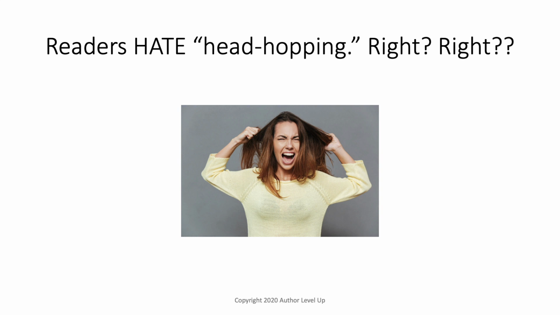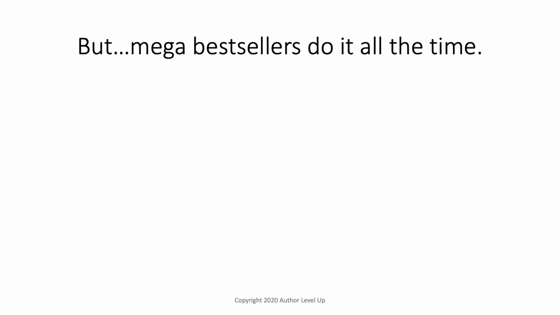Right? But here's the thing. I've studied a lot of mega best-selling authors, and I've noticed that they do it all the time. In fact, I see it very often. I've seen mega best-selling authors do exactly what the common wisdom says not to do. So therefore, I have a question. How? And better yet, why? How can we head hop at the level of a mega bestseller so that we can break that rule and intrigue readers? That is the question that we want to ask.